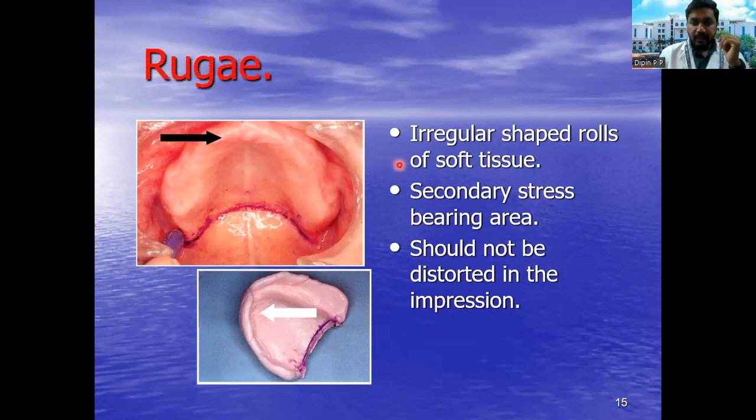Then we have rugae. Rugae are irregularly shaped rolls of soft tissue. It is a secondary stress-bearing area. It should not be distorted in the impression. So we have up and down elevations in the maxillary anterior region, which are called rugae. These are soft tissue, based on the angulation, which are located perpendicular to the occlusal forces. These are considered secondary stress-bearing areas.